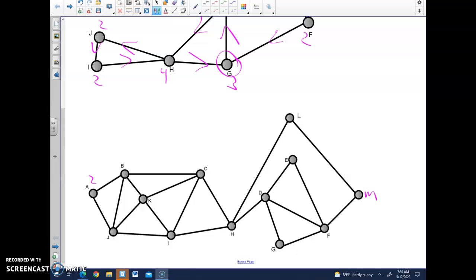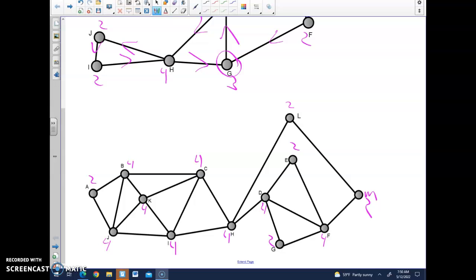So we get our degrees: 4, 4, 4, 4, 4, 4, 4, 2, 4, 2, 2, and that is it. Right here is 2 as well. So here I have all even degrees, which means I can get a circuit. It means I can start and end at the same one.